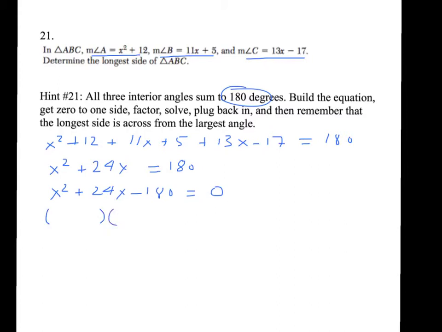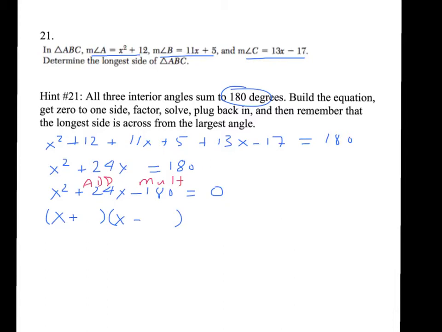So I use x and x. If I take a look at the signs, the last sign is negative. Two numbers that multiply to make a negative number mean that one sign has to be positive and the next one has to be negative. I'm looking for two numbers that will add to 24 and that will multiply to make negative 180.